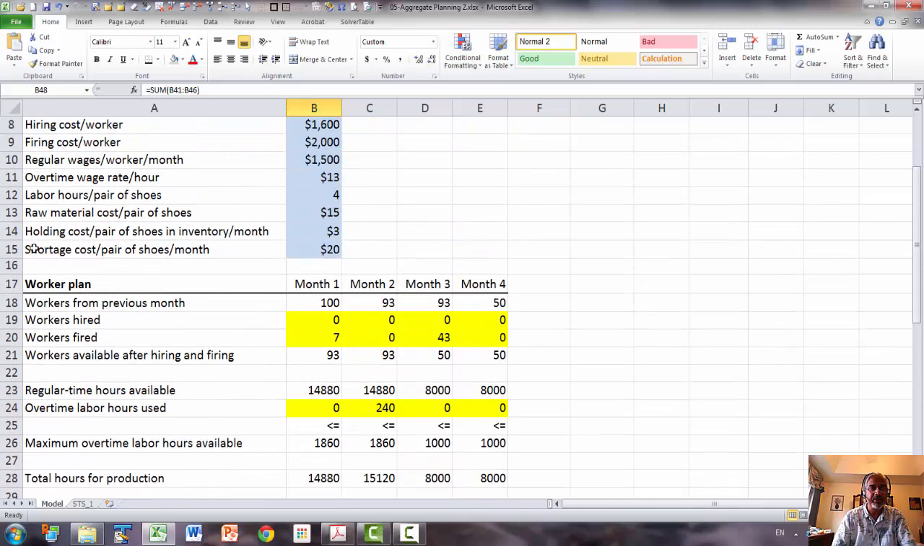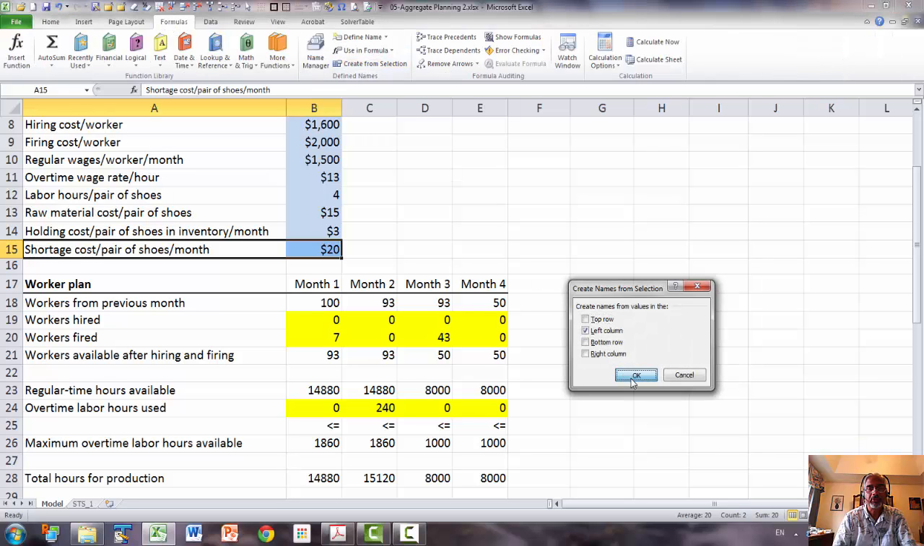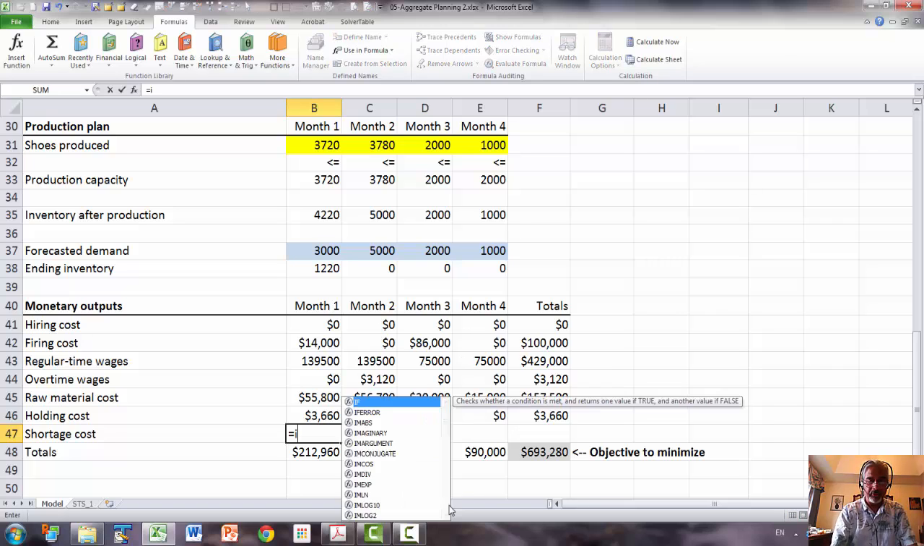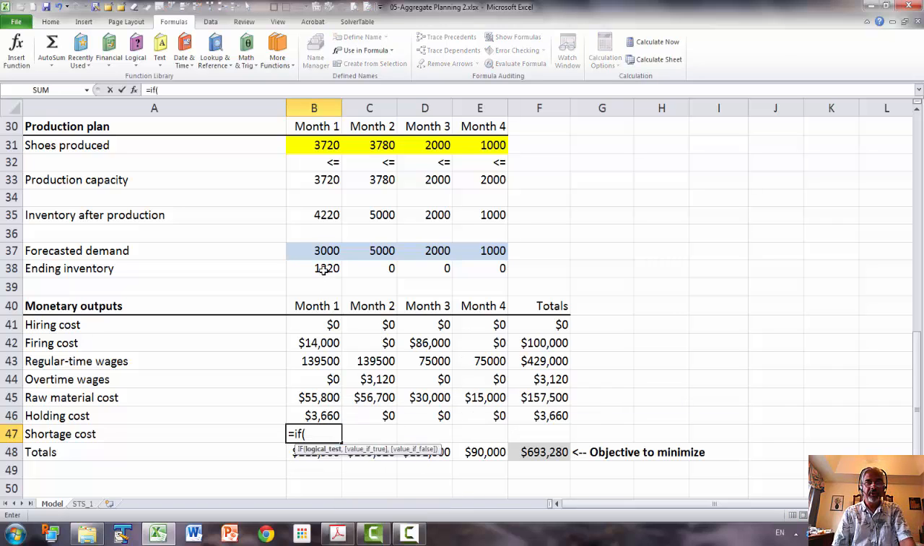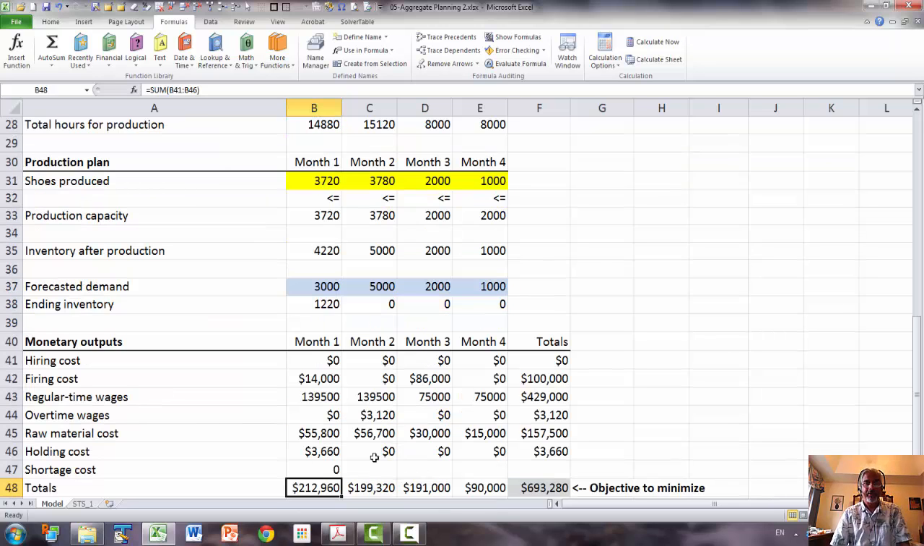Now we have to name this cell. Then shortage cost will be applicable only if the ending inventory is less than 0, meaning there is shortage. If that is so, then the shortage amount is minus of that. So it's a negative number, and you have to convert that to a positive number. So minus B38 will give us, as a positive value, how many units we are short, times shortage cost. Otherwise 0. Now you copy that everywhere.